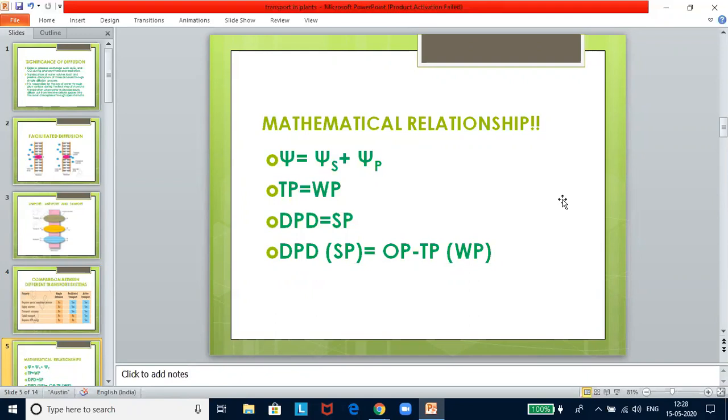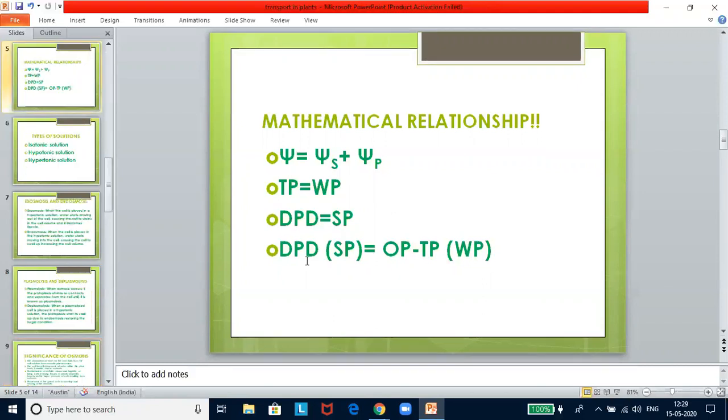Diffusion pressure deficit, DPD, or suction pressure, SP, is the measure or index of sucking power. It is the difference between the diffusion pressure of pure water and the diffusion pressure of the solution. So DPD will be equal to SP. Finally, if you look at the relationship, DPD or SP is equal to OP minus TP or WP, because TP is equal to WP. So these relationships are very important. Please make a note. They might ask you to identify the relationships, or a simple problem can be given, where you may have to use these relationships and calculate it.